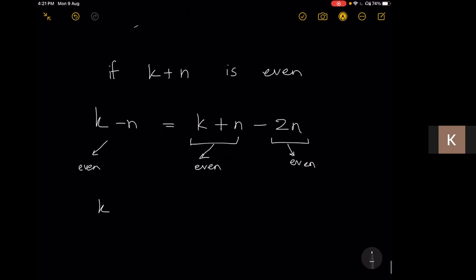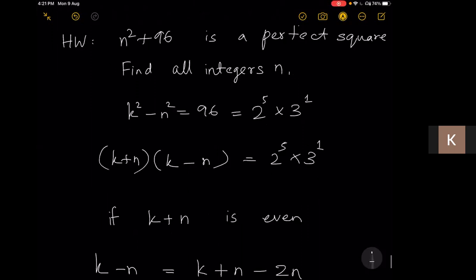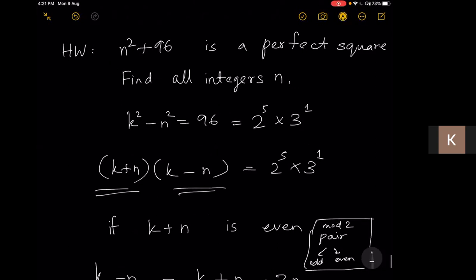And if k plus n is odd, then k minus n is also odd. This also you can show easily. Basically, in this factorization, both are of the same parity. Parity means odd or even, like mod 2. That's why it's called parity. So basically k plus n and k minus n are either both odd or both even.